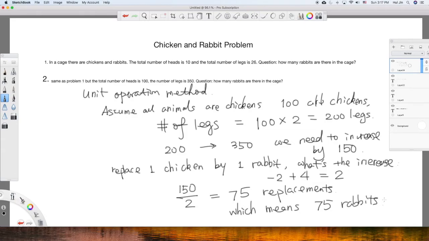Okay, do you like this approach? No algebraic equations, just intuition and simple counting, simple division. That's problem number 2. Let's look at another problem.